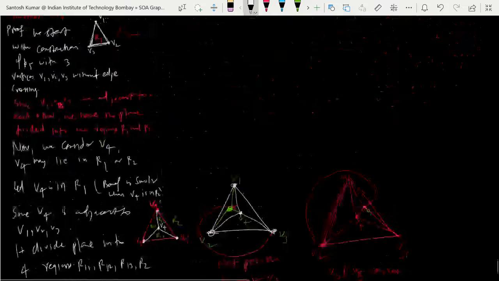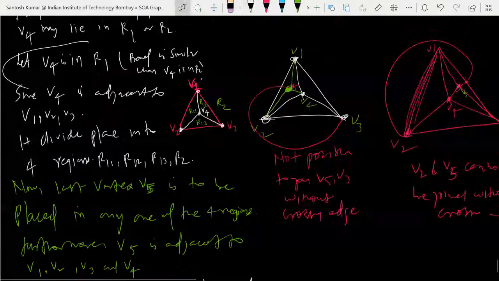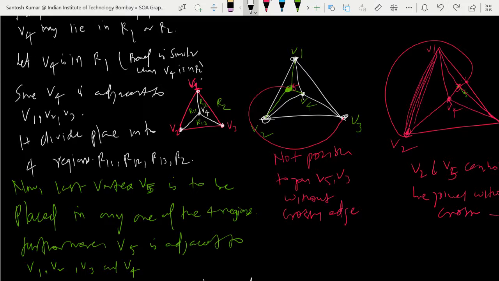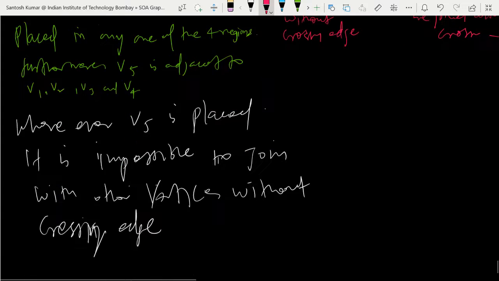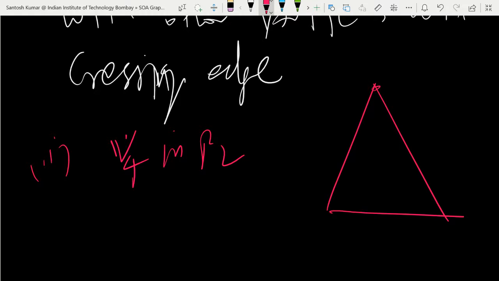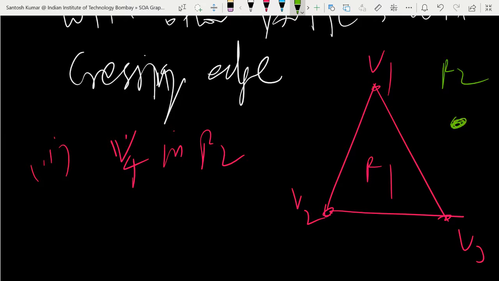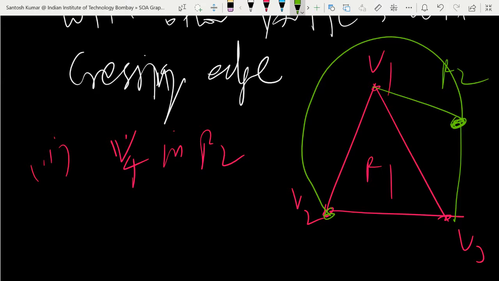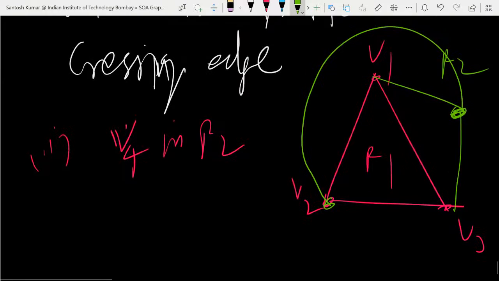Similarly, here we started v4 in r1, region 1. We can take v4 in r2 also. So like case 2, if you want, you can take v4 in r2, still no problem will be there. So this was region r1, v1, v2, v3, and all the region outside this triangle is r2. So anywhere you can place v4. You join this and this. So you are not crossing an edge till now, but v5 you have to decide again.